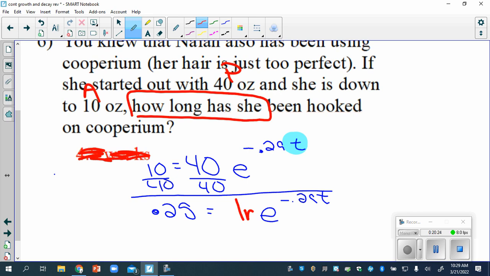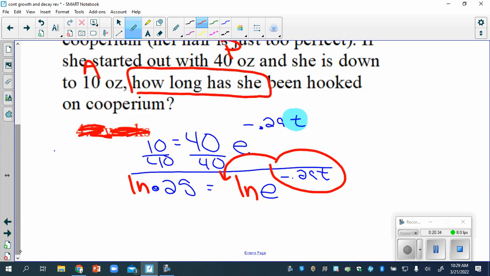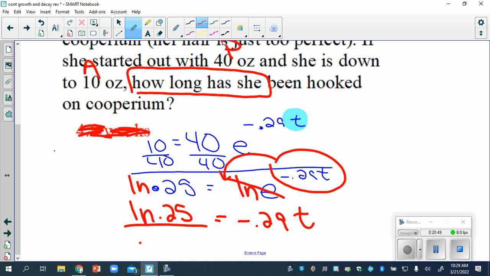I'm going to get my little tear gas Febreze to bring down stuff. So I'm going to ln this side. I'm going to ln this side. This goo comes down. That's official math language. So what I'm going to get at this point is this cancels to be 1, negative 0.29t equals the ln, the natural log of 0.25. I'm going to do that on my calculator and then divide by negative 0.29.